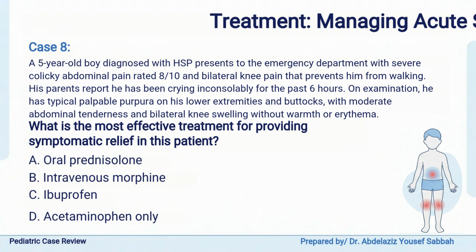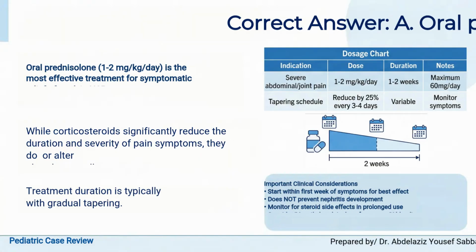Option A, oral prednisolone. Option B, intravenous morphine. Option C, ibuprofen. Option D, acetaminophen only. The correct answer is option A, oral prednisolone. Oral prednisolone at a dose of 1 to 2 milligrams per kilogram per day is the most effective treatment for symptomatic relief of severe abdominal pain and joint pain in Henoch-Schönlein Purpura.